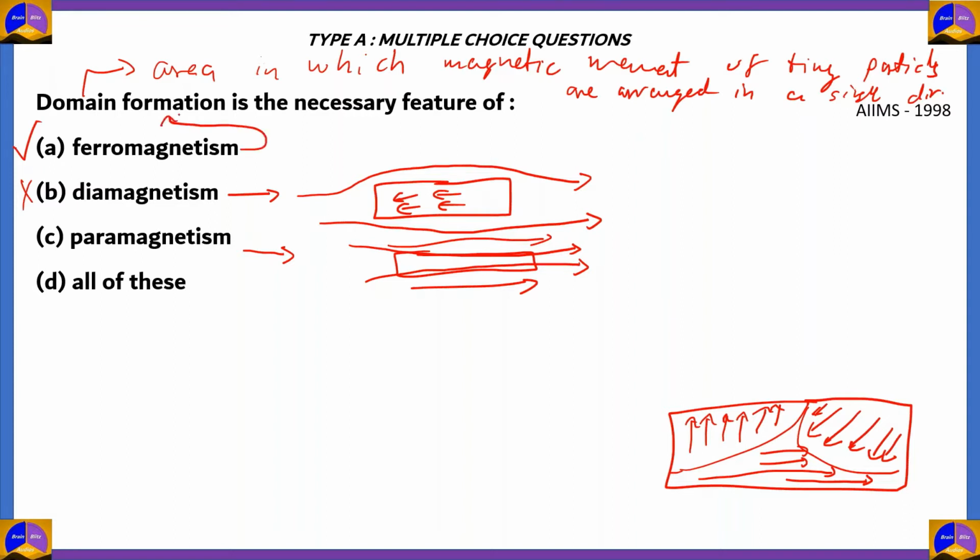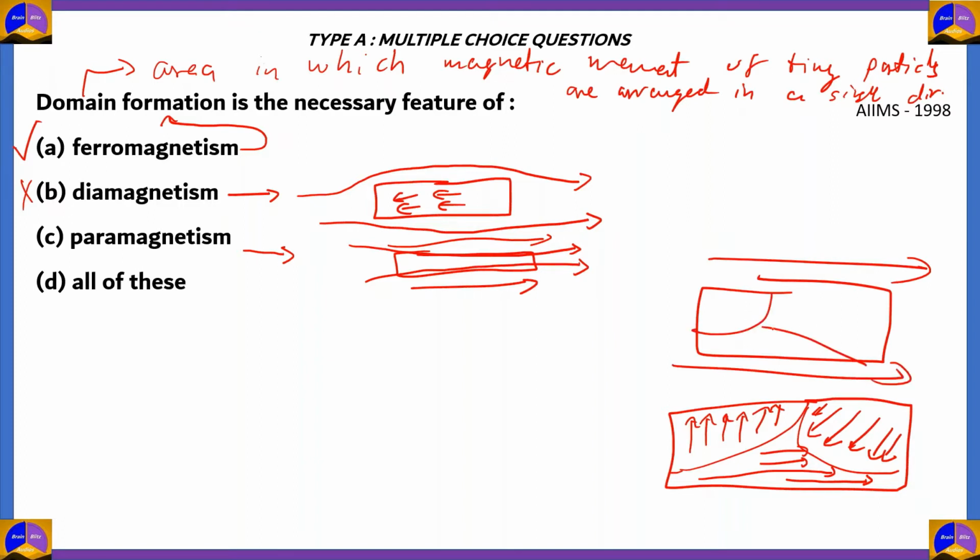Ferromagnetism is the phenomenon in which we need domain formation, because when ferromagnetic materials are kept in a magnetic field, all the domains start to move in the particular direction of the magnetic field. And therefore, one of the domains will start increasing and it will envelop the space occupied by other domains, which makes the susceptibility and permeability of this magnetic material very, very high. So option A is the right option. And since diamagnetism and paramagnetism don't need domain formation, option D, all of these, is also incorrect.